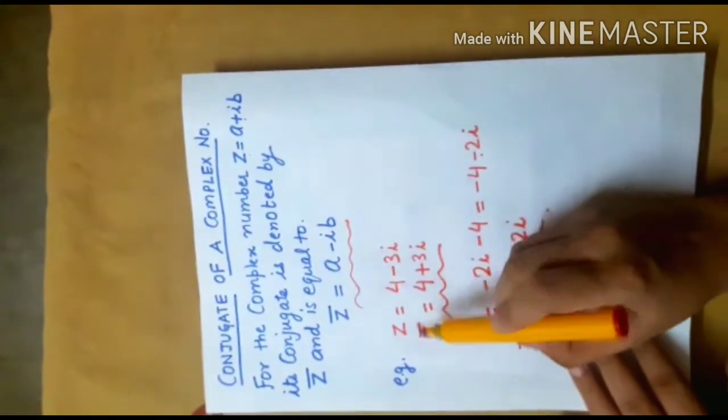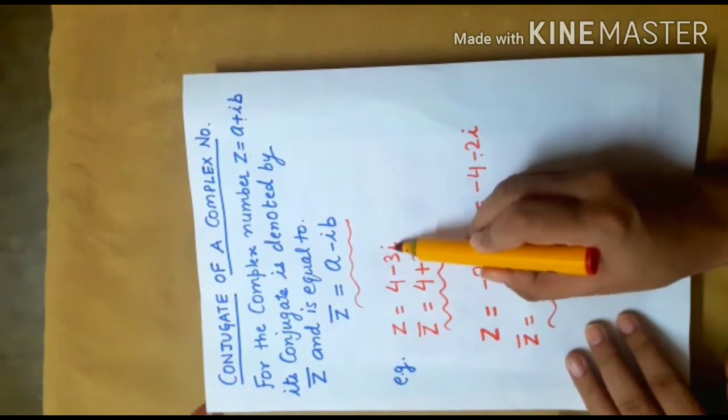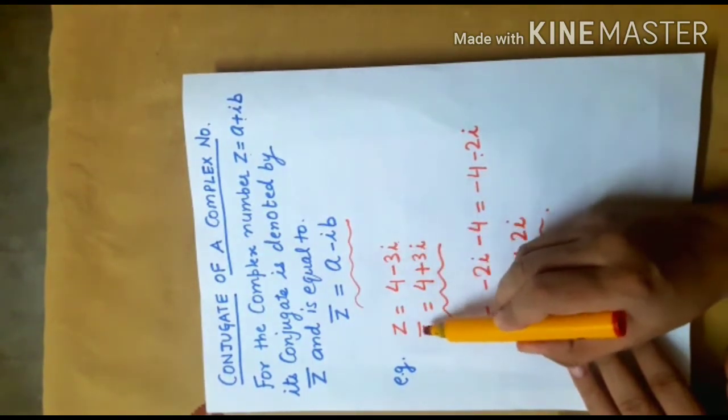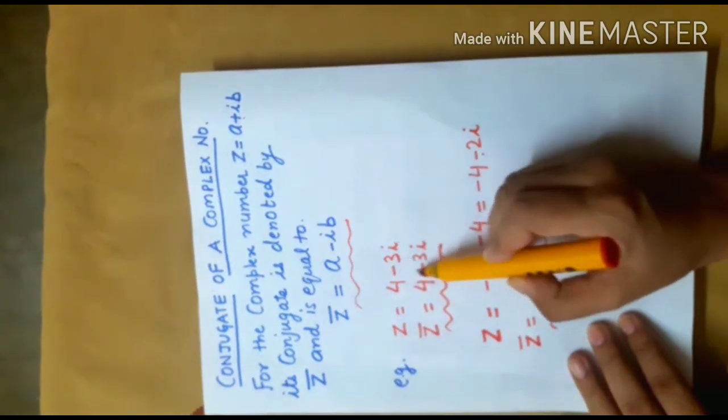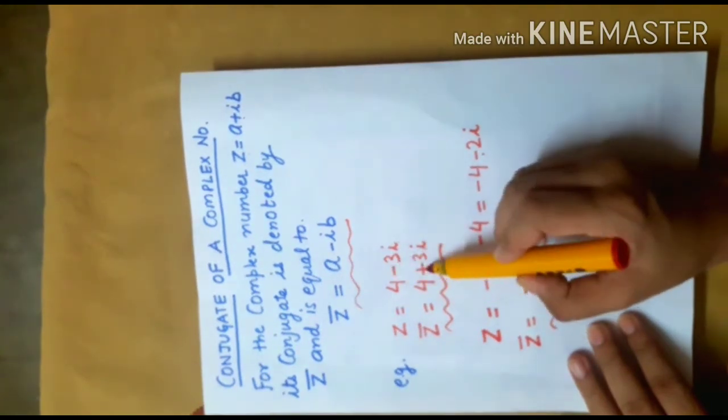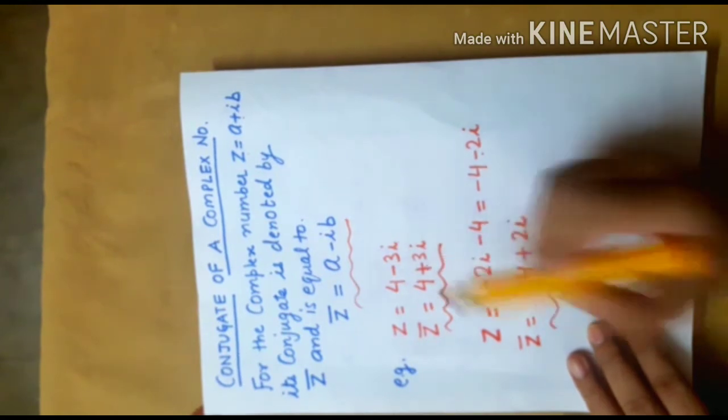For example, if z is equal to 4 minus 3 iota, then its conjugate z bar will be equal to 4 plus 3 iota. Change this sign. It was negative, so in the conjugate it will become positive.